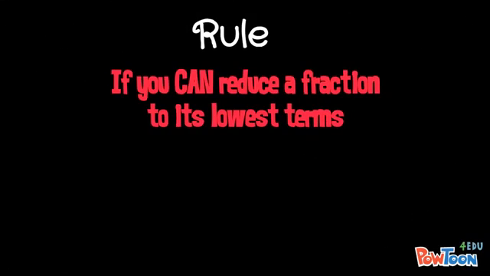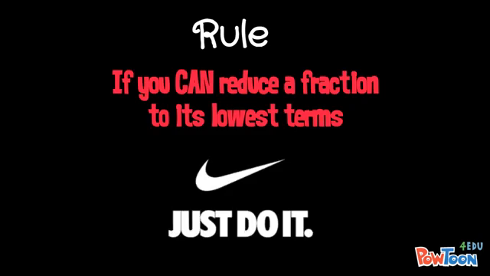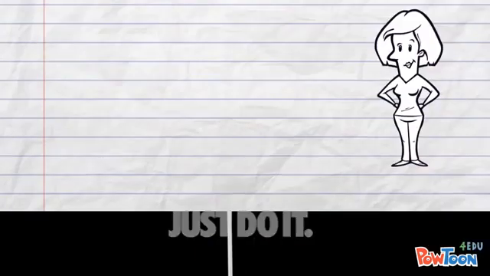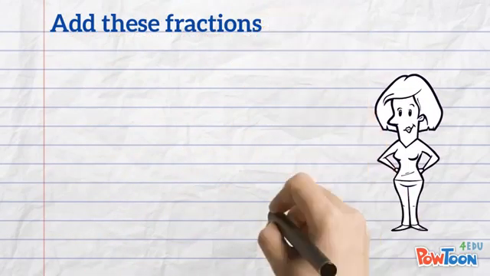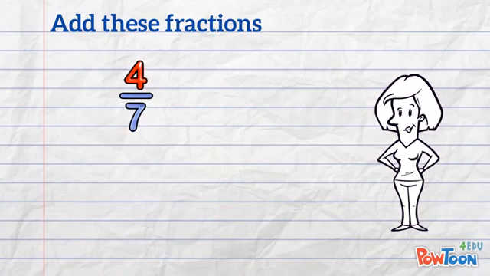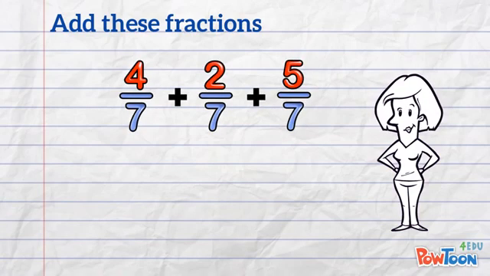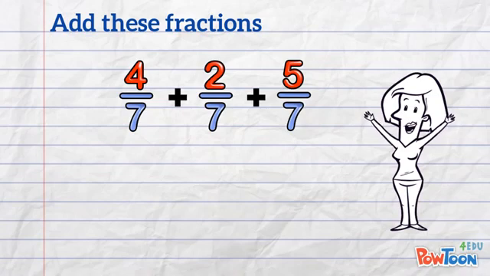The rule is, if you can reduce a fraction to its lowest terms, have a Nike moment and just do it. And you may be asked to add more than 2 fractions together, like this. 4/7 plus 2/7 plus 5/7. Here's a quick way of laying this out so you don't make any mistakes. And I use this myself all the time.